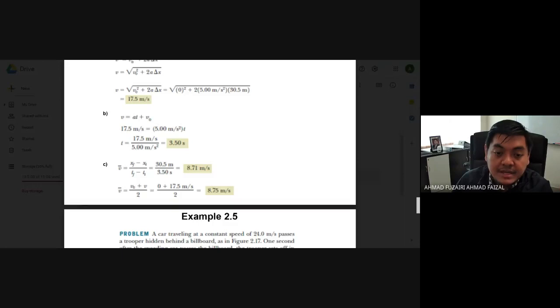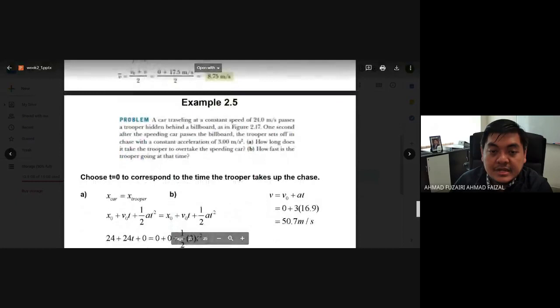Okay, from part A we get 17.5, and now if we divide by 2, you will get 8.75 meters per second. So the conclusion is that they want to make sure that the value of average speed is always the same, regardless of the technique you use. So in fact, we can easily check the answers. Okay, let's look at the second example.